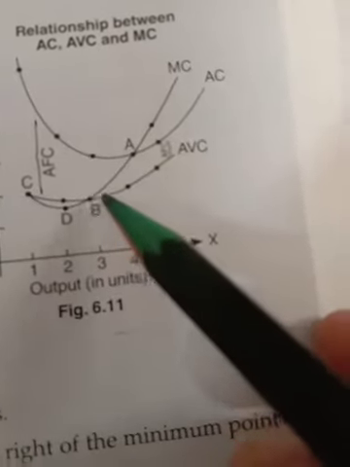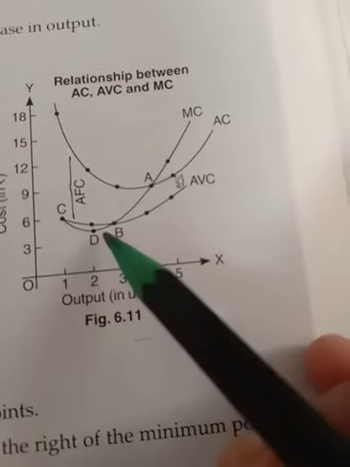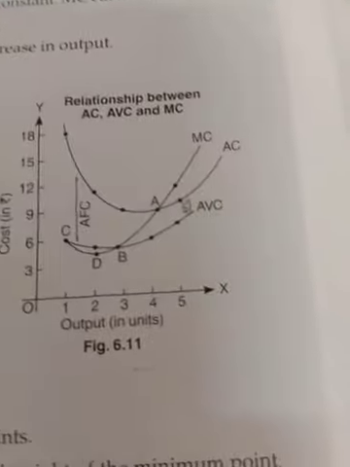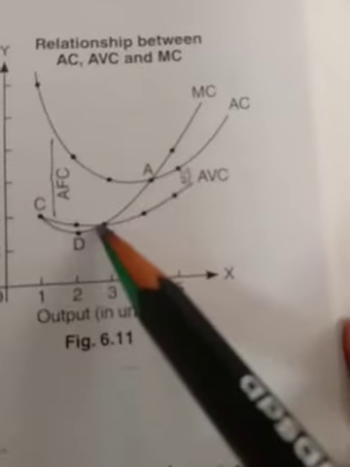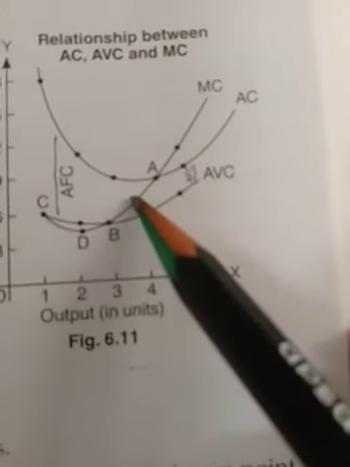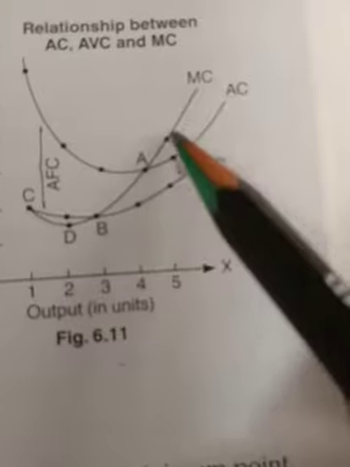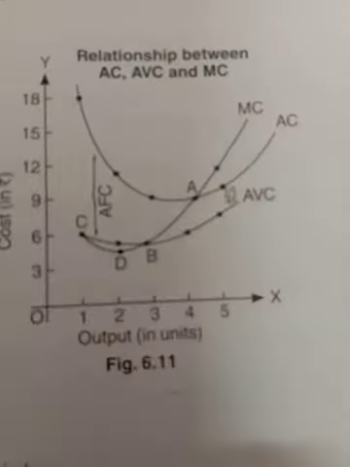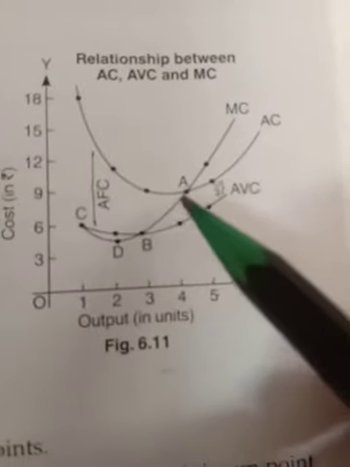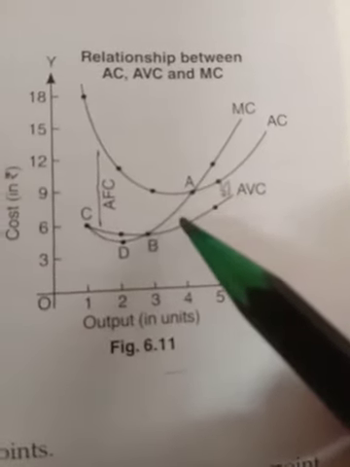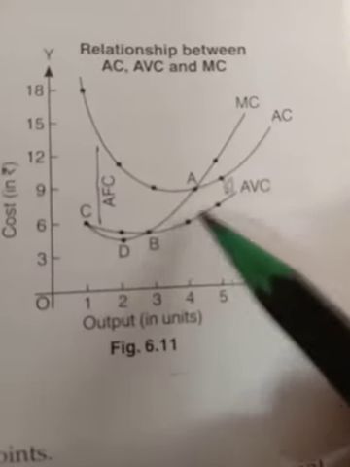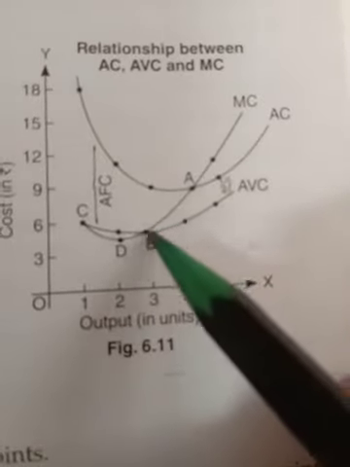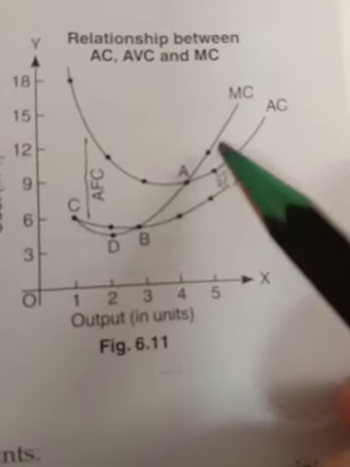MC is equal to AVC at the minimum point of AVC. After that, MC is more than AC and AVC. After cutting AVC, it is more than AVC. After cutting AC, it is more than AC. So after marginal cost cuts AC and AVC at their minimum points, marginal cost becomes bigger than this particular curve after cutting the point, and here also MC is more than AC.